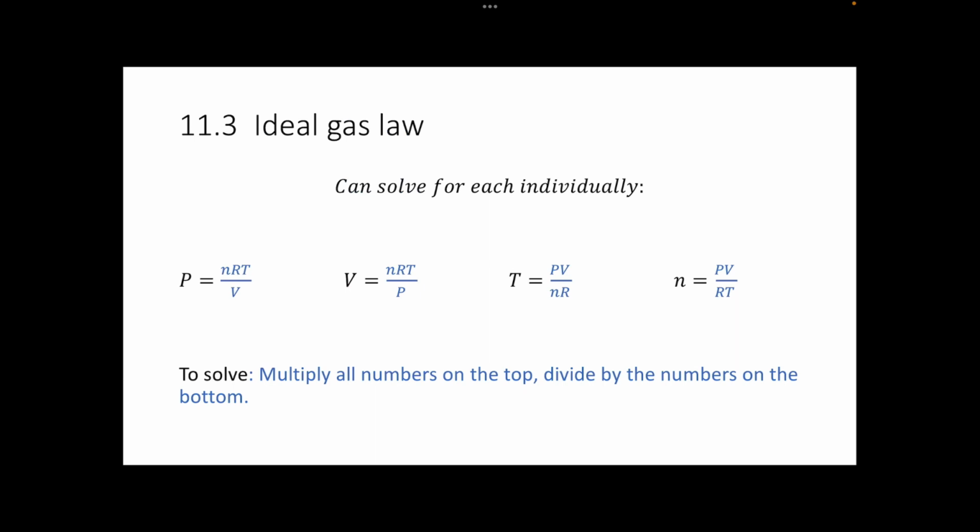If you would like to, you can write these down. You can solve for each variable individually. If we want to solve for the pressure, this would be the relationship. The volume is this relationship right here, then temperature, and the number of moles. Or you can conversely just plug in the numbers when you're given them in the problem and then solve for it. When we solve these, we multiply all the numbers on the top and then divide by the numbers on the bottom. If there is more than one number on the bottom, you may need to use parentheses in your calculator when you divide.